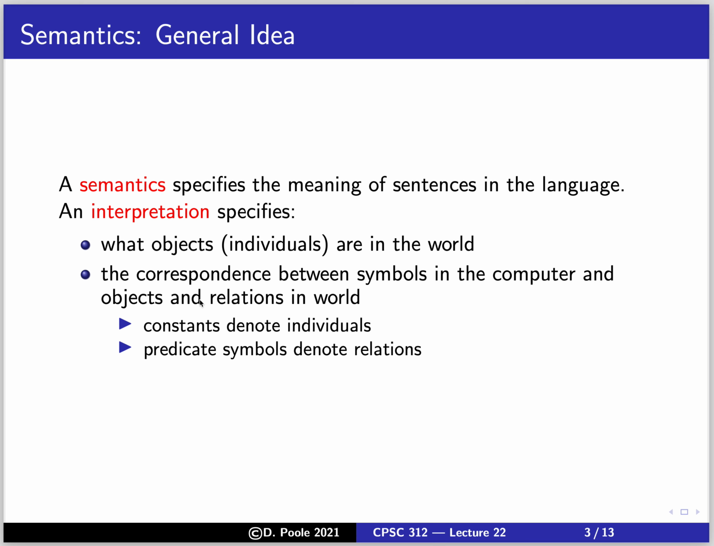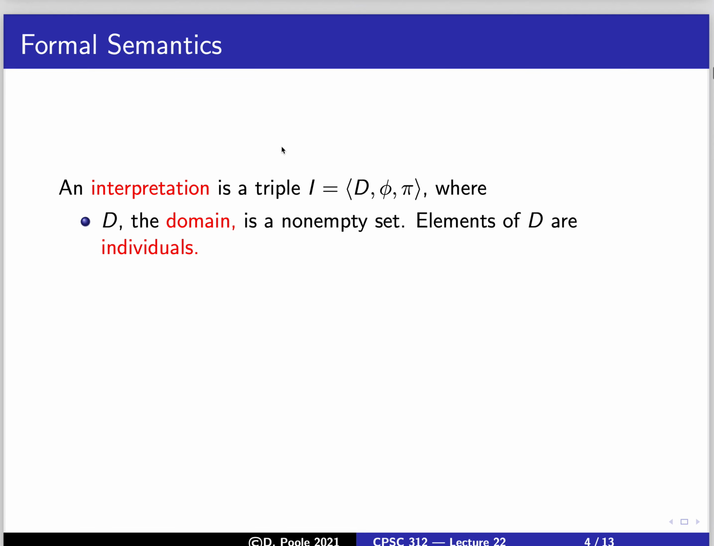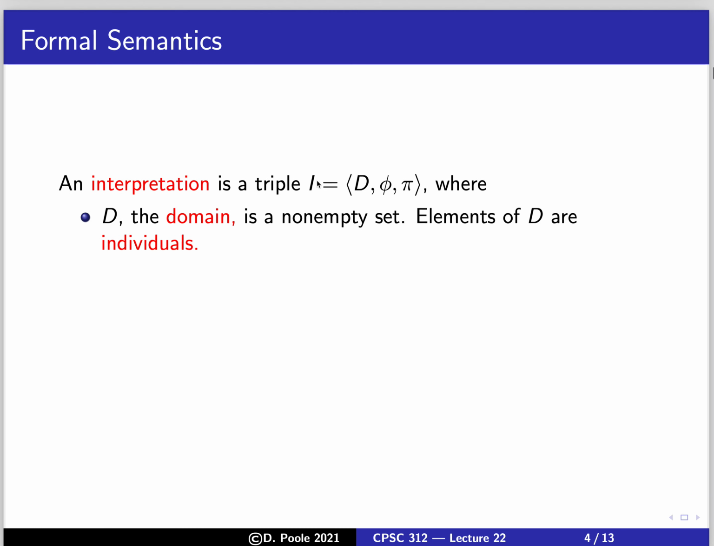Now the interpretation specifies the correspondence between symbols in the computer and objects and relations in the world. In particular, constants denote individuals. If you have a constant, it denotes a particular individual in the world, and predicate symbols denote relations. Predicate symbols are symbols inside our computer, and relations are something that is going to be true or false.